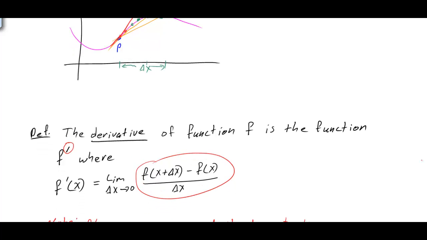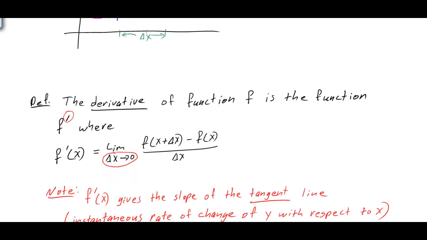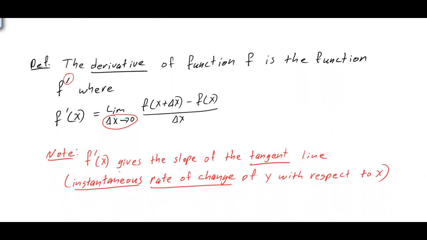But we said, what's going to happen as this delta x approaches 0? Now we know that we can't plug 0 in for delta x because that's going to give us 0 in the denominator. So we want to find the limit as delta x goes to 0. And when we do that, that's going to give us the slope of the tangent line, which is the instantaneous rate of change of y with respect to x.